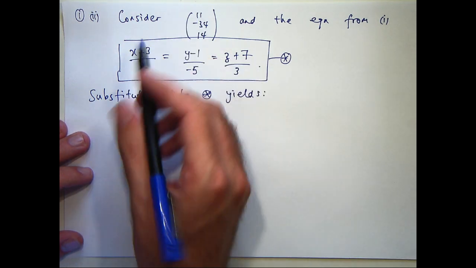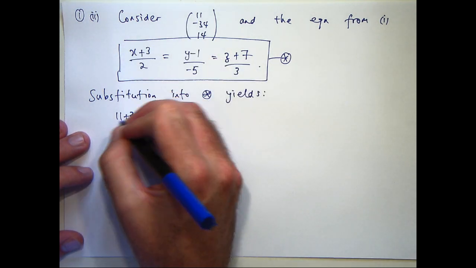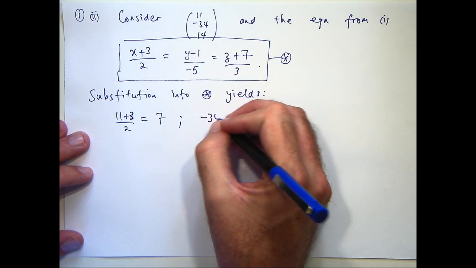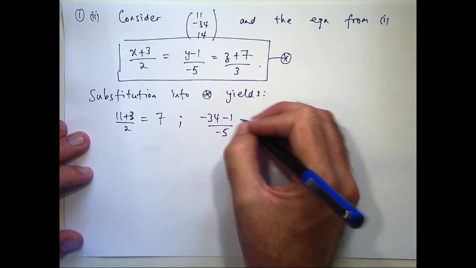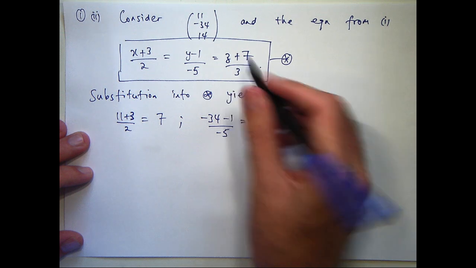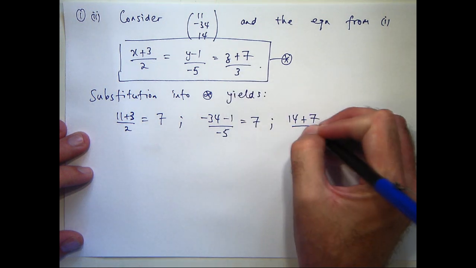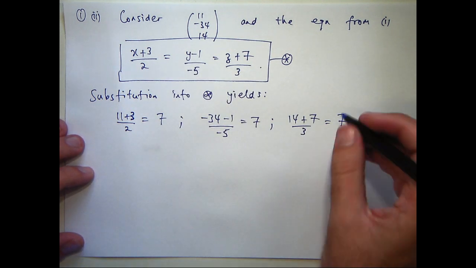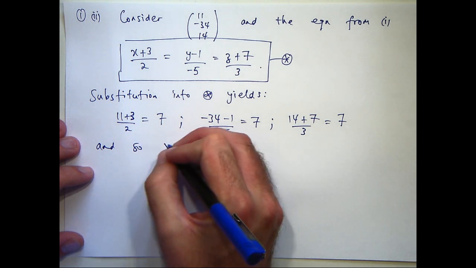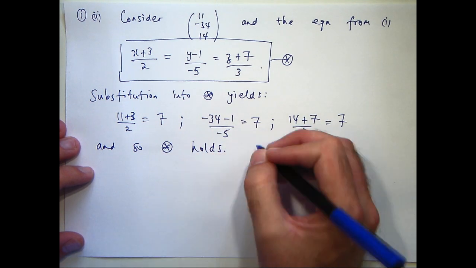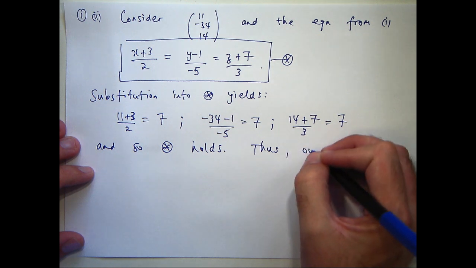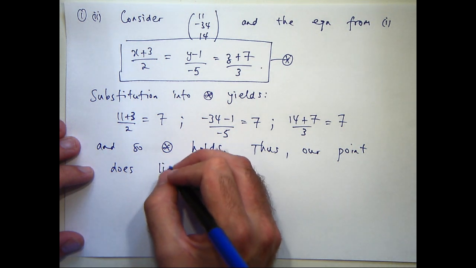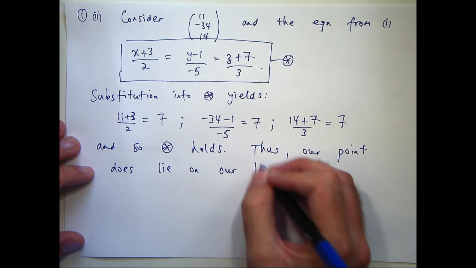Alright, so on the left hand side we substitute in 11, and we're going to get 7. In the middle we're going to get positive 7. And on the right hand side we're going to get 7. So all of these are the same, so we have equality. So our conclusion is our point does lie on our line.